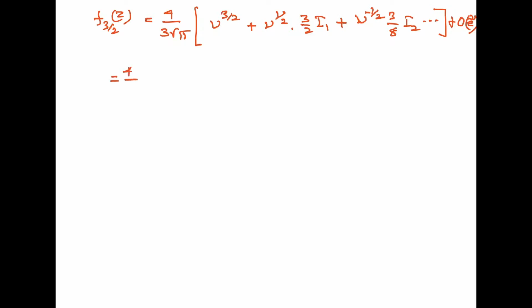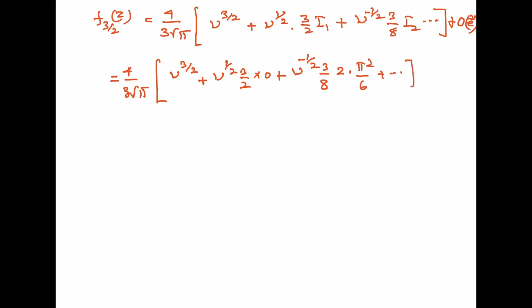is equal to 4 by 3 root pi nu to the power 3/2 plus nu to the power half 3/2, but I1 is 0 because n is 1, so that is 0, plus nu to the power minus half 3/8, and I2, when you substitute the value of zeta 2, we get twice into pi square by 6, plus other terms, and a term with order e to the power minus nu. So that is 4 by 3 root pi.